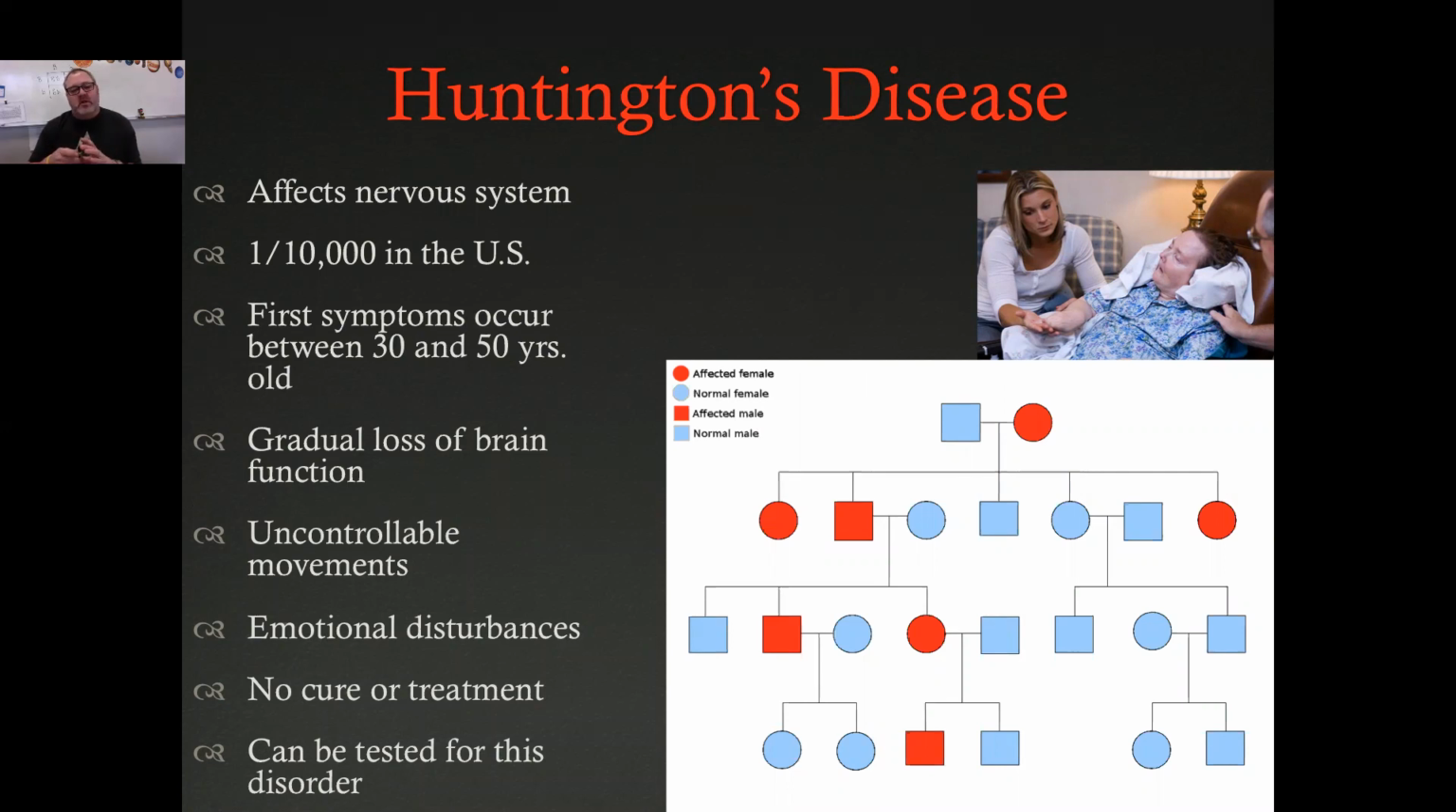The first one we'll talk about is Huntington's disease. That affects the nervous system. About 1 in every 10,000 people in America suffers from Huntington's. Those symptoms usually start to show themselves between the ages of 30 to 50 years old, and it causes gradual loss of brain function, uncontrollable movements, and difficulty controlling emotions. There is no cure, but you could be tested for it to see.